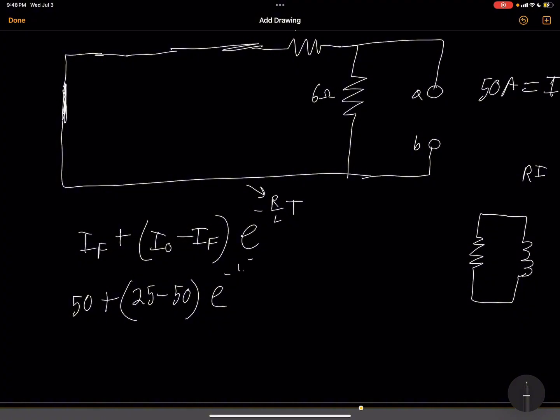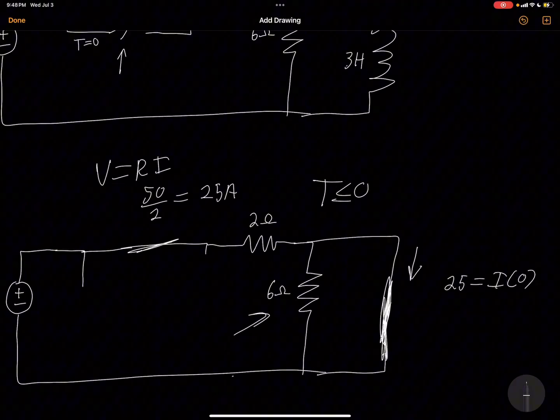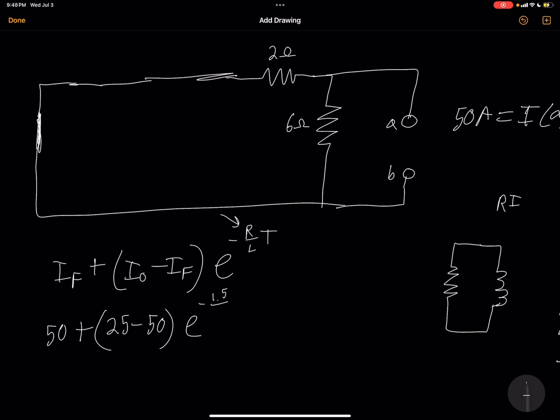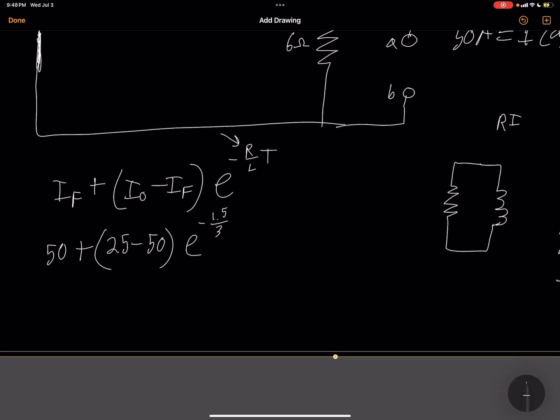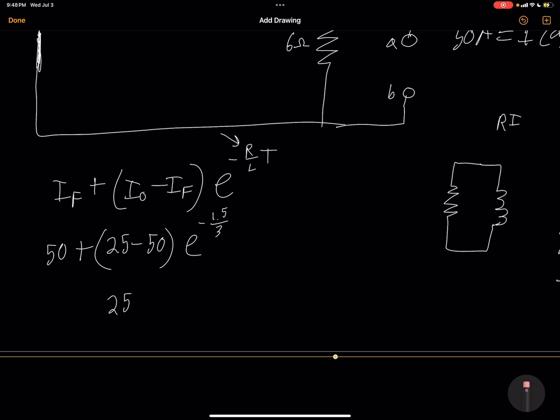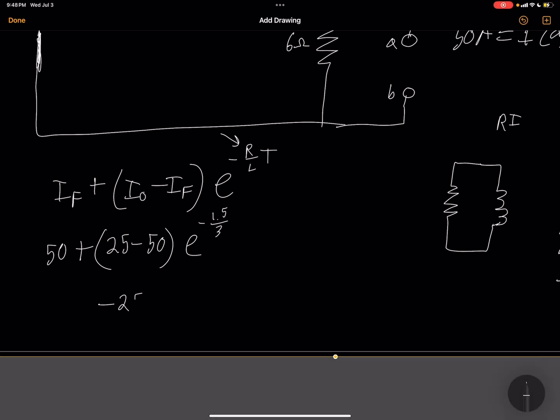Negative 1.5 divided by what? What is the inductance? 3? Wow, that works out really perfect. E to the negative 1/2. That's so weird. I've never had a number like that. So we get 25 minus 50. We know what that is. It's negative 25, E to the negative 1/2 t, plus 50 is equal to I as a function of time across the inductor. Nice.